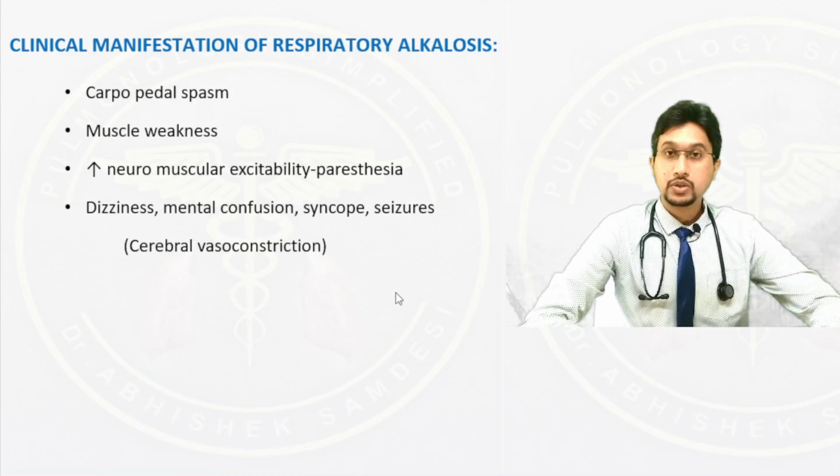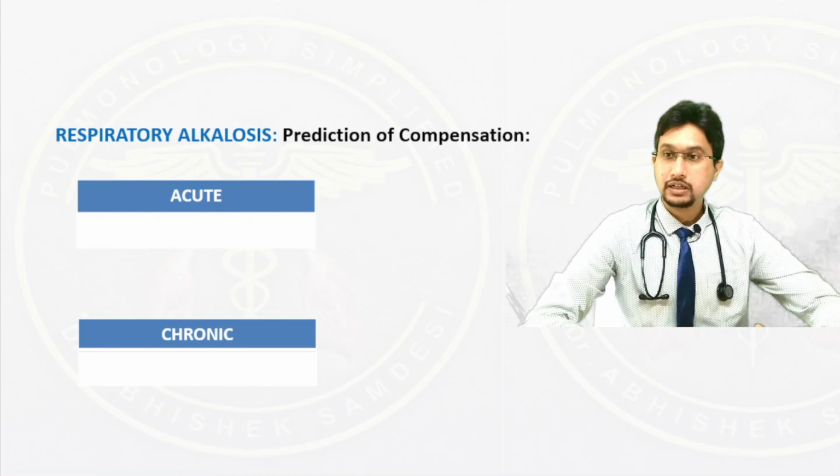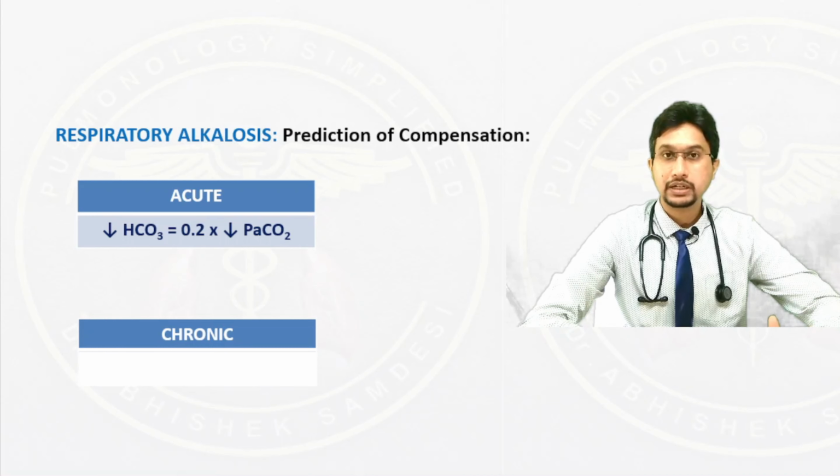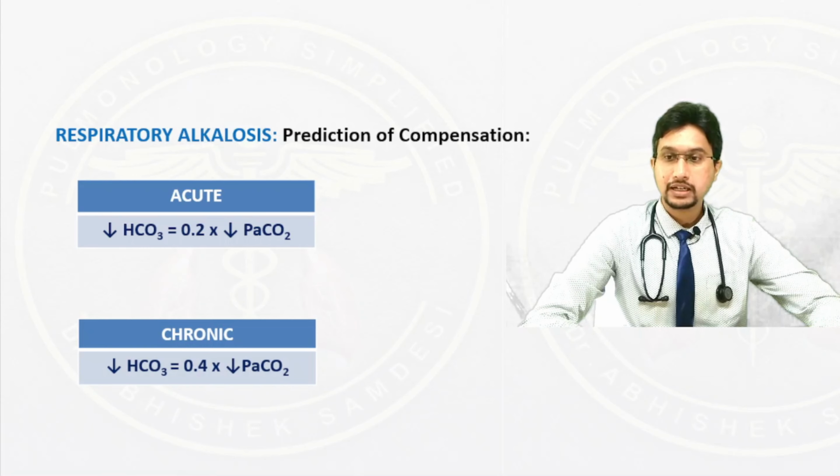Now let us have a look regarding the compensation in respiratory alkalosis. As discussed in the other video, whenever we are dealing with respiratory component, you will have both acute compensation and chronic compensation. Here, the acute compensation is given by the formula where the predicted decrease in bicarbonate is equal to 0.2 into reduction in the carbon dioxide. This is suggestive of an acute event. A chronic compensation is given by reduction in bicarbonate is equal to 0.4 into reduction in carbon dioxide.